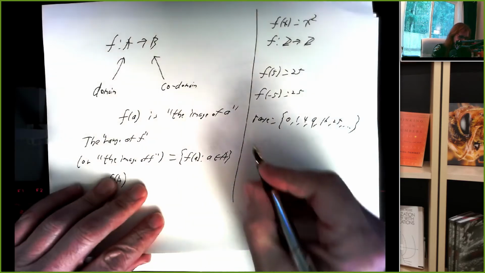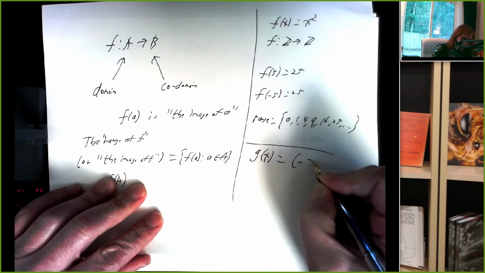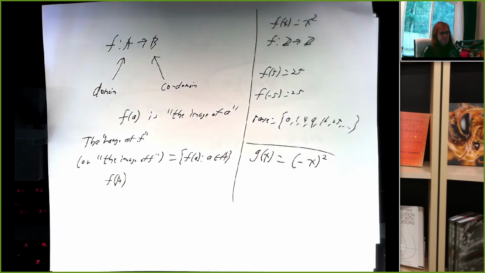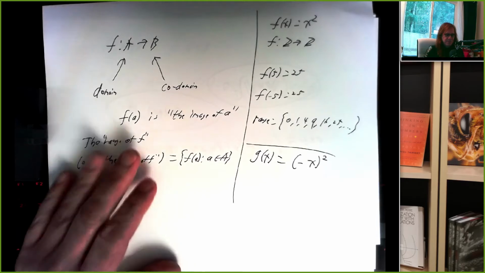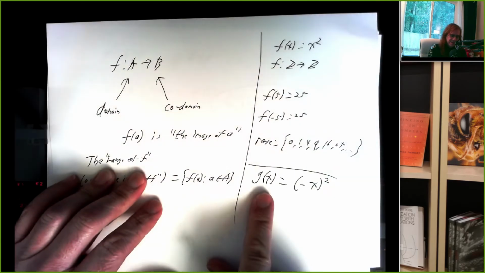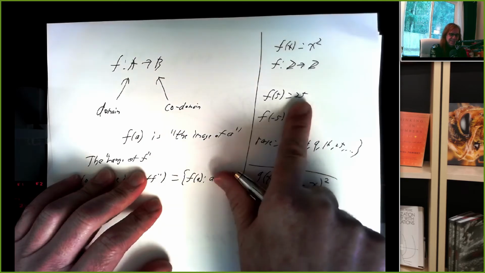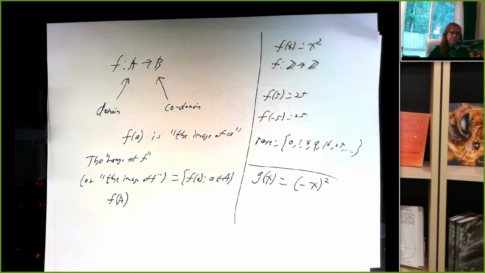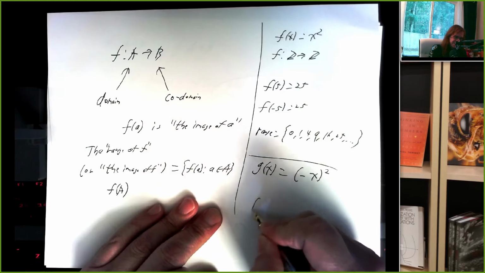So for example, I could define a function g of x, which takes negative x and squares it. Well, g of x and f of x always map points to the same value. g of 5 would be negative 5 squared, which is 25. g of 5 would be the same as f of 5. And in fact, g of anything would be the same as f of anything. So f and g would be the same function, so we could say f equals g.